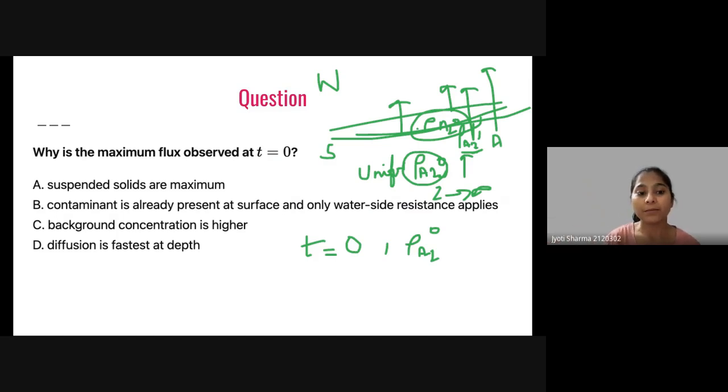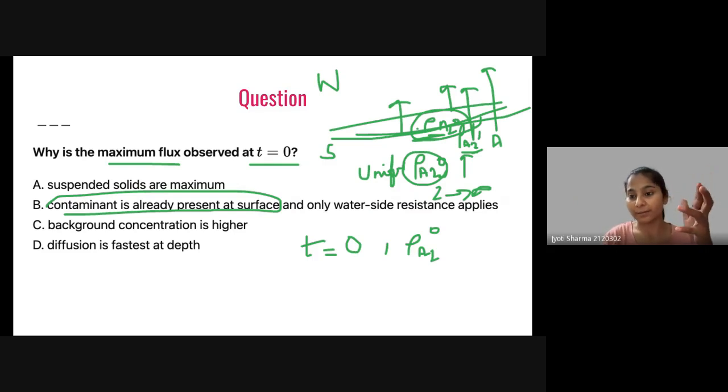So your maximum flux is observed at t equal to 0, because contaminant is already present at the interface. As I told you, here at the interface already at time equal to 0, we have ρ_A2 naught. There is no kind of resistance in the sediment side. Just the resistance will be on the water side. But with time, the concentration will be reduced in the sediment side, and that's how there will be more resistance from the sediment side also.